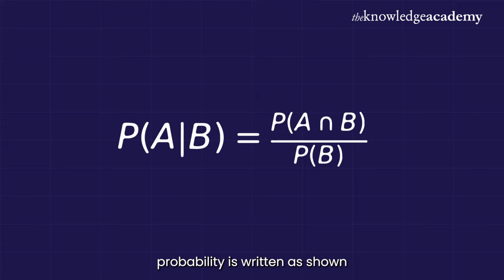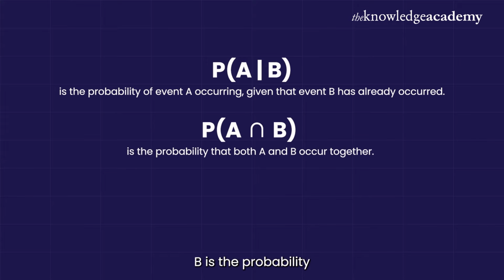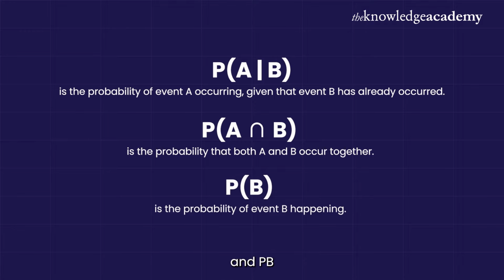Mathematically, conditional probability is written as shown, where P(A|B) is the probability of event A occurring given that event B has already occurred, whereas P(A ∩ B) is the probability that both A and B occur together, and P(B) is the probability of event B happening.